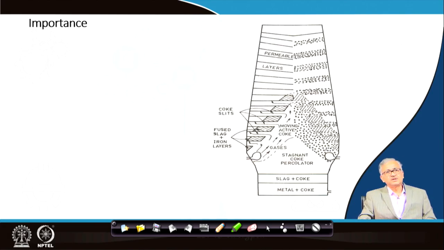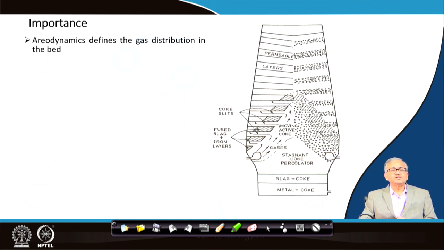Now, what is the importance of aerodynamics in the blast furnace? Basically, the aerodynamics defines the gas distribution in the bed and is a very important parameter in blast furnace, because for utilizing the gas potential, both the thermal and chemical potential, we need an intense interaction between the gas and the solid, that is the upcoming gas and the solid that is coming down. They should have a very intimate interaction such that the chemical and thermal potential of the gas is utilized to the maximum extent. And how can it be ensured?